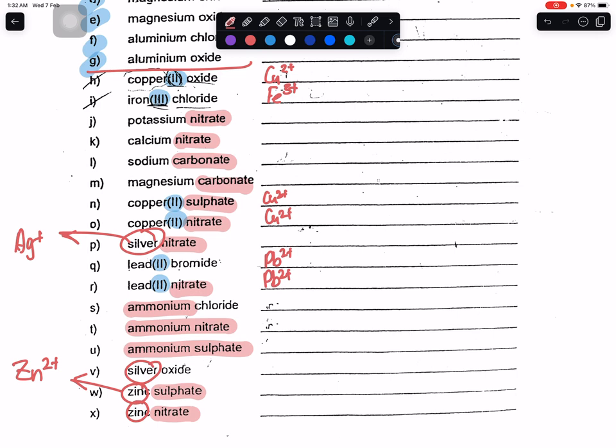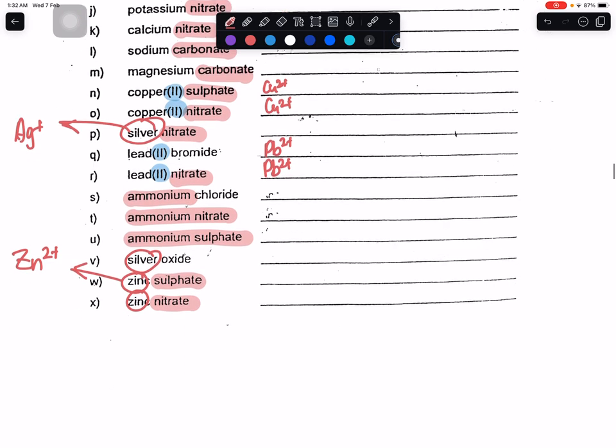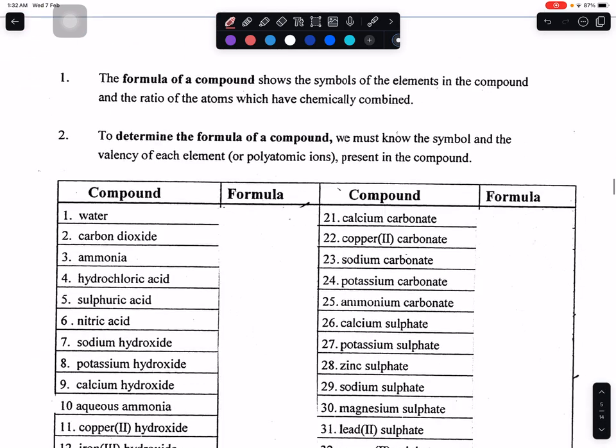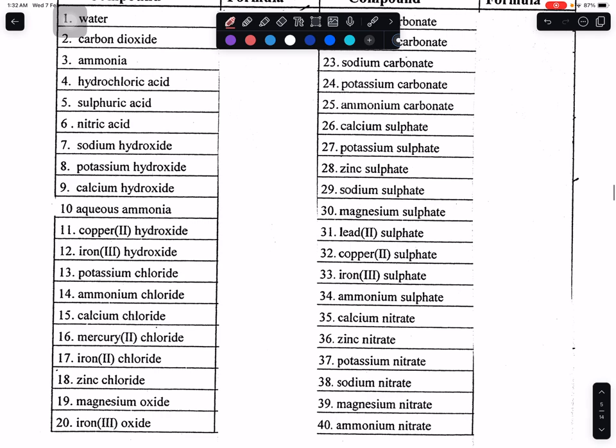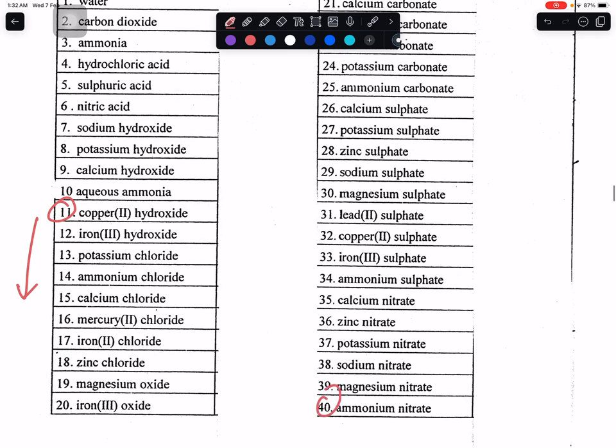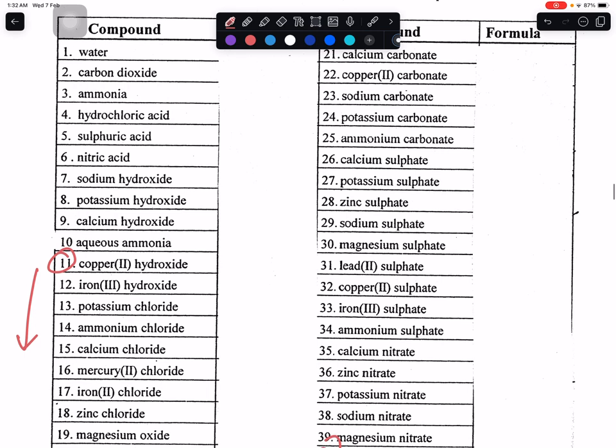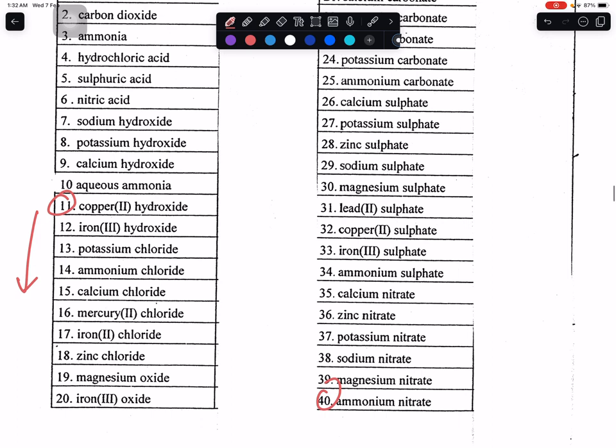Check their work, make sure it's all good. Once it's good, you can move on to the next part. I'll get them to do a little bit more practice. Usually I'll go from 11 onwards all the way until 40. Usually I'll omit 1 to 10, because these are the formulas of compounds that they should already know, but we'll cover that in the other parts. So no worries, focus on 11 to 40 for them first.